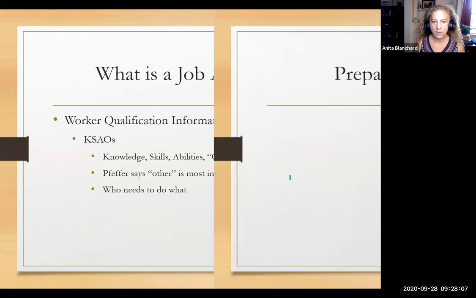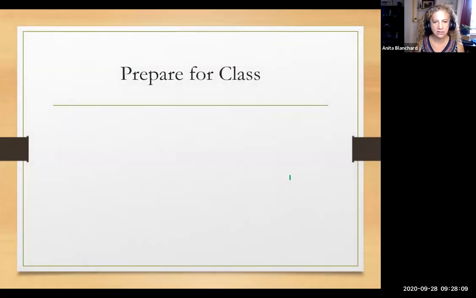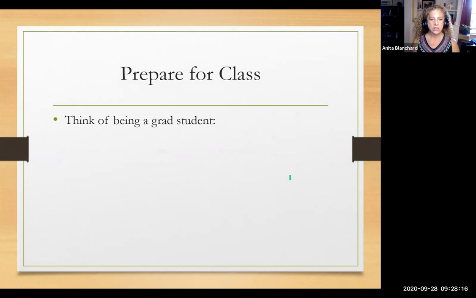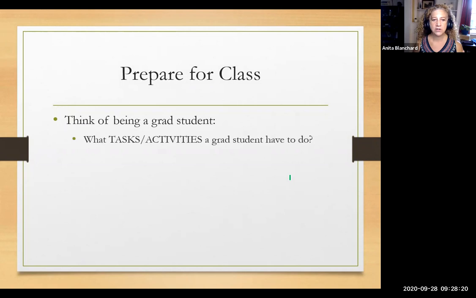Okay, so what I'd like for you to do, we're going to have a little activity in class. Before class, I would like for you to think of being a grad student. If you were trying to do a job analysis for a grad student, think of tasks and activities grad students have to do, as well as what knowledge, skills, and abilities, KSAO. So you can look at the jobs that need to happen, the task, and the person.